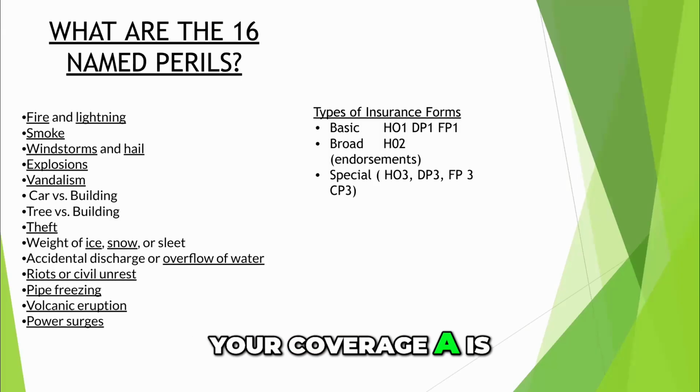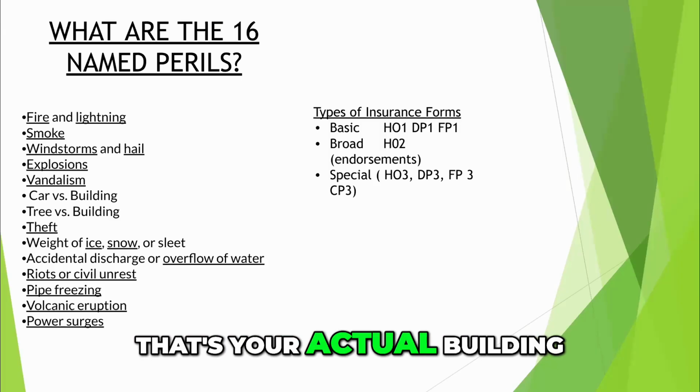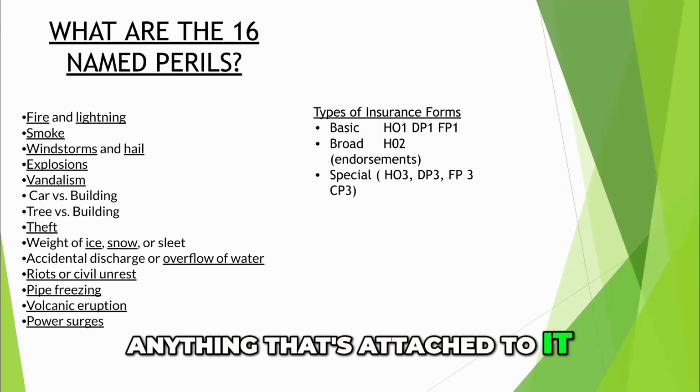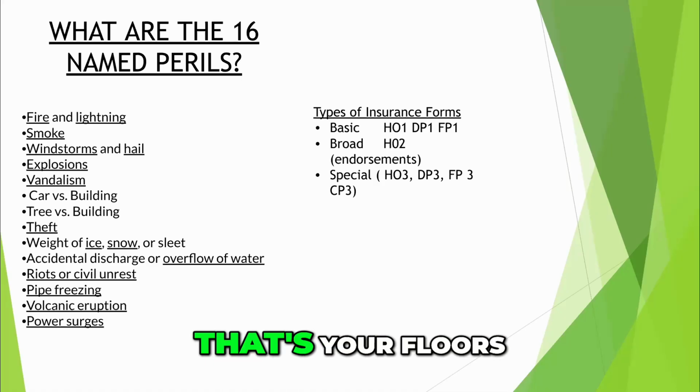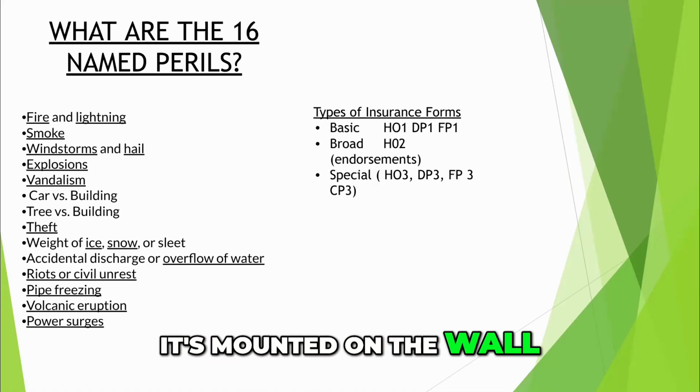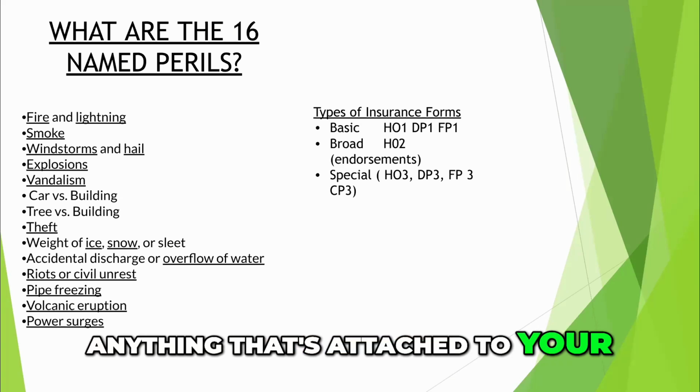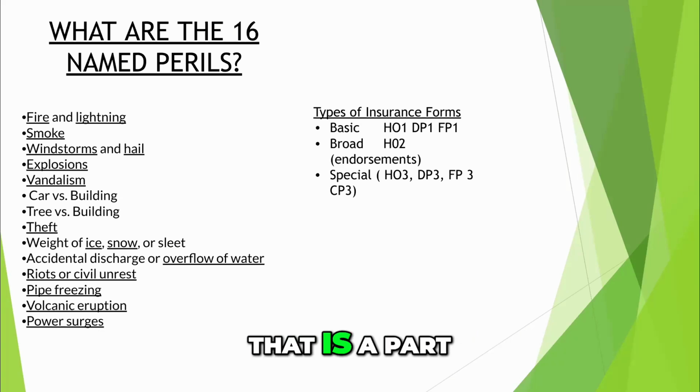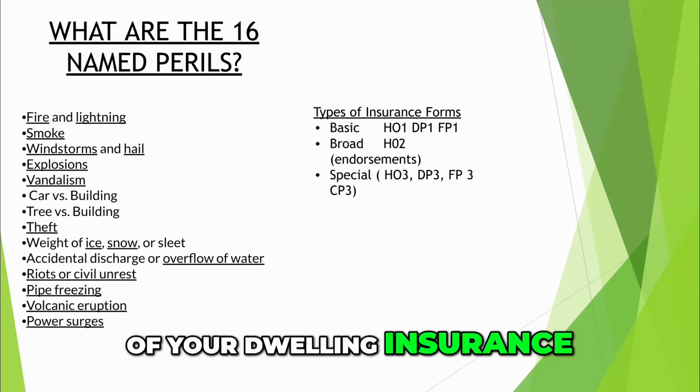So your coverage A is your dwelling. That's your actual building, anything that's attached to it. That's your cabinets, that's your walls, that's your floors, that's your ceiling fan, that's your TV if it's mounted on the wall. Anything that's attached to your dwelling is a part of your dwelling insurance.